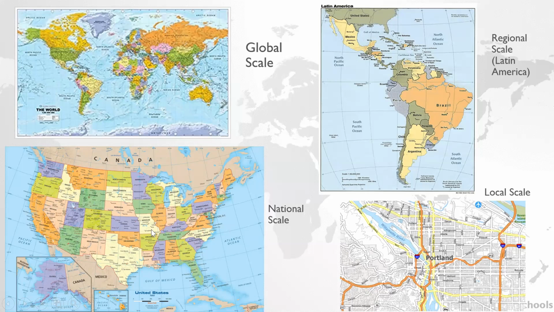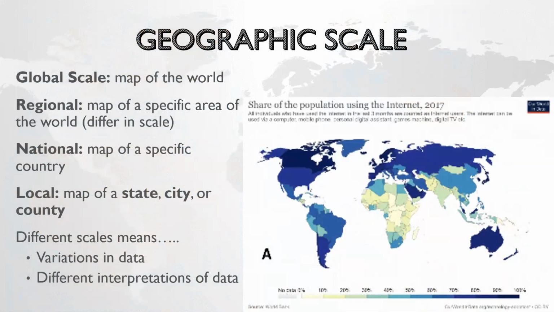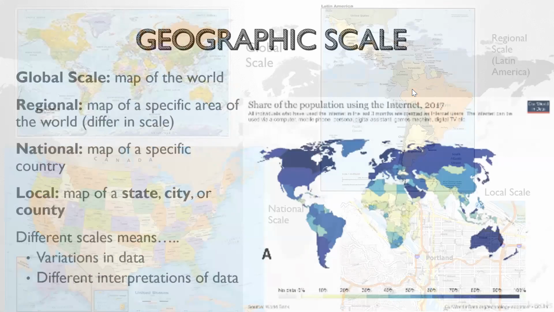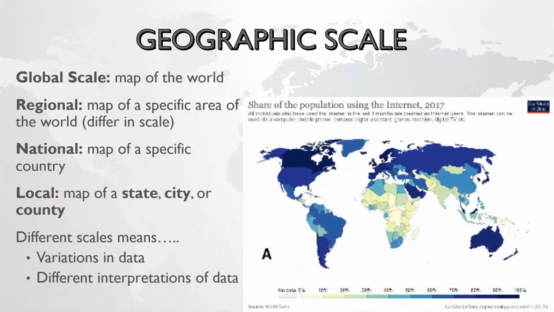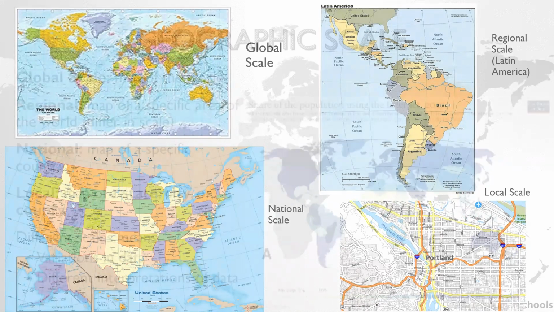If we're looking at a map of a specific country, that's a national scale. If we're looking at a regional scale, a regional map, that'd be a map of a specific area of the world. And with this one, we're looking at Latin America. If we're looking at a local scale, we're looking at a map of a state, city, or county. And here we are, a map of the immediate Portland area. That would be a local scale.